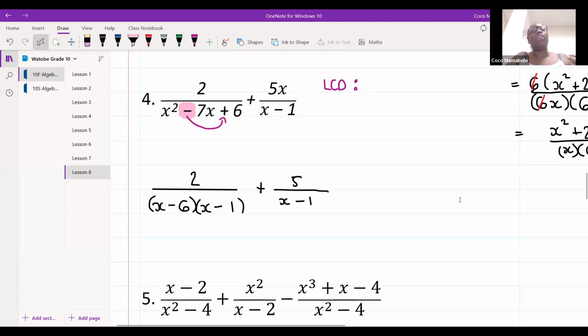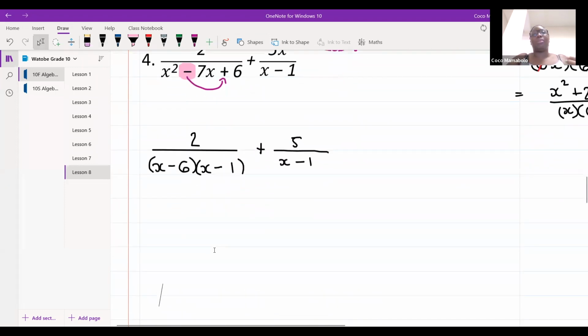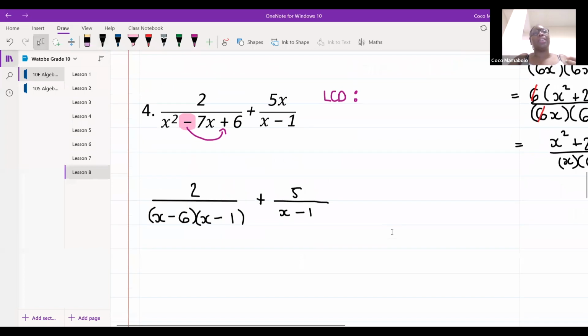Now, when I look for my LCD, guys, I want to make sure that there are no repeats in my LCD. Look at this denominator and look at this denominator. Which expression is going to repeat, guys? That's it, Rita. Rita sees it. Which one is going to repeat if we multiply them together? X minus 1 is going to repeat.